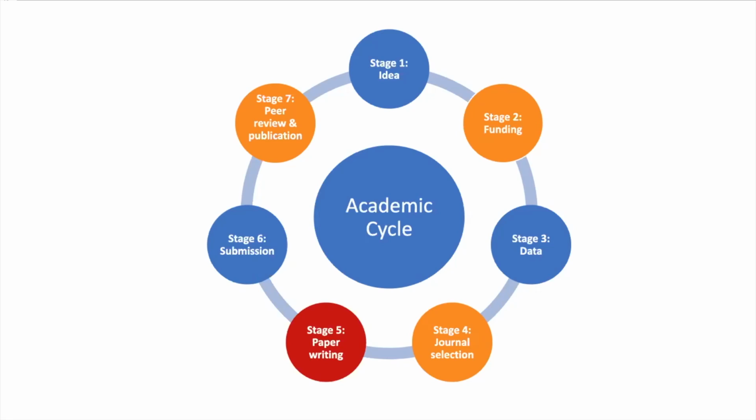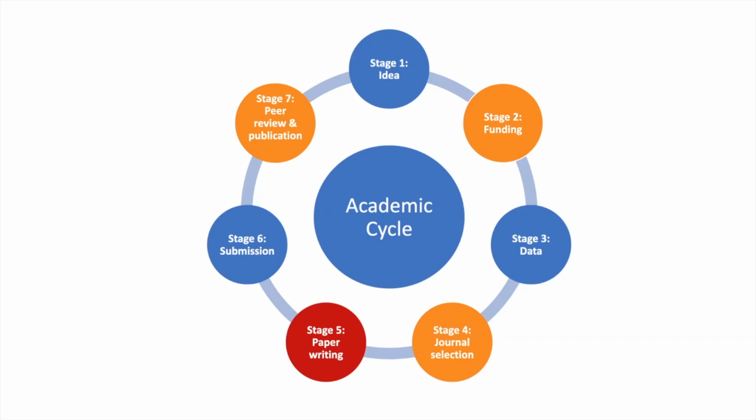What you're looking at now is what we like to call the academic hamster wheel, the cycle, the wheel, the publication life cycle. And you might very well have an idea or a project looking for funding or some data that you need to collect. You're thinking about journal selection. You're writing an article, or you're at submission or peer review and publication.